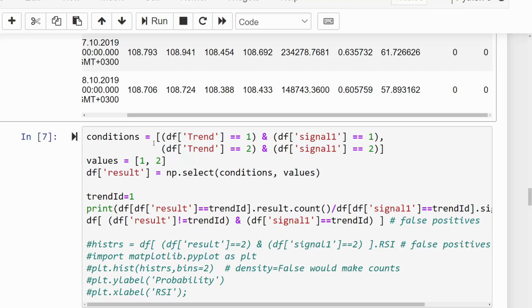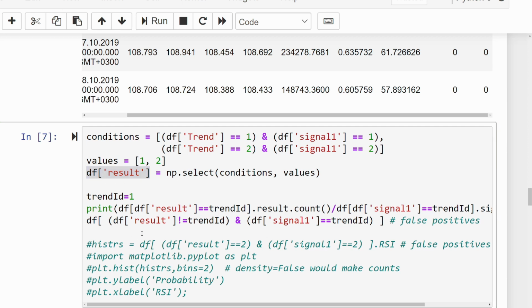And to do this, I'm going to set some conditions, a list of conditions. If the trend is equal to 1 and the signal is at the same time equal to 1, or if the trend is equal to 2 and also the signal is equal to 2, then I'm going to have two values. In this case, I will store these values in the results section, the results column, a new column that I will be adding to my data frame.